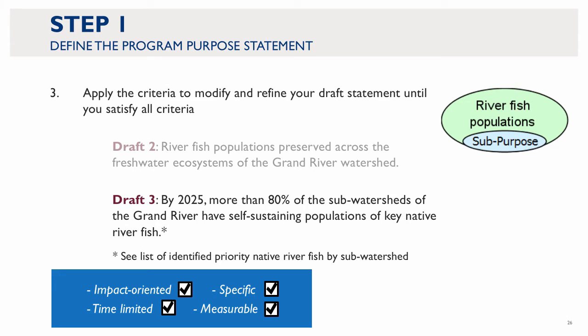Okay, that's all for Step 1. To review, in this presentation we discussed how to define a well-written purpose statement and demonstrated how the Grand River team refined their statement. In the next section, we will dive deeper into the process of developing a results chain. The next presentation will look at separating relevant components from a situation model as a starting point for a results chain.